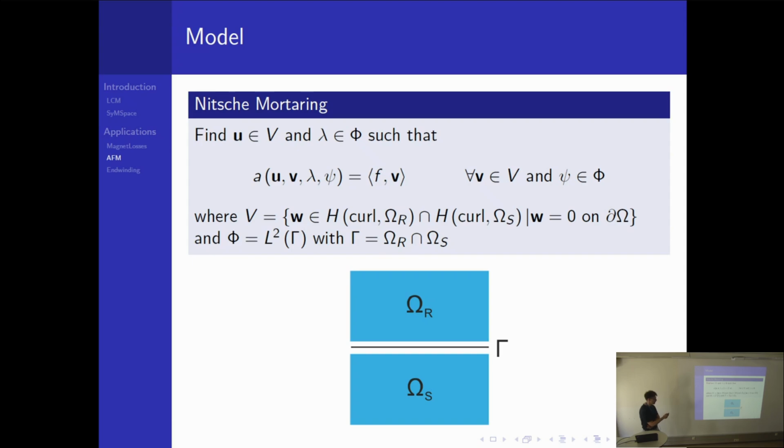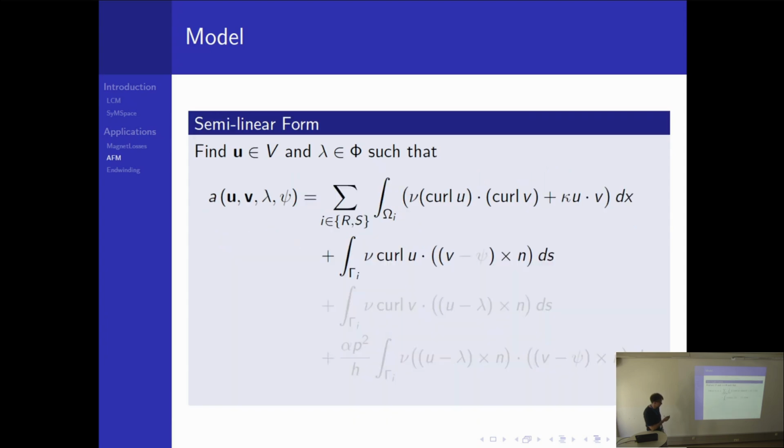The Nitsche-type mortaring method, and the idea is you have the rotor and the stator, and in between you introduce a new interface, and then you couple your degrees of freedom from the rotor interface to the stator interface via this interface gamma. And just a short idea how this can be done.